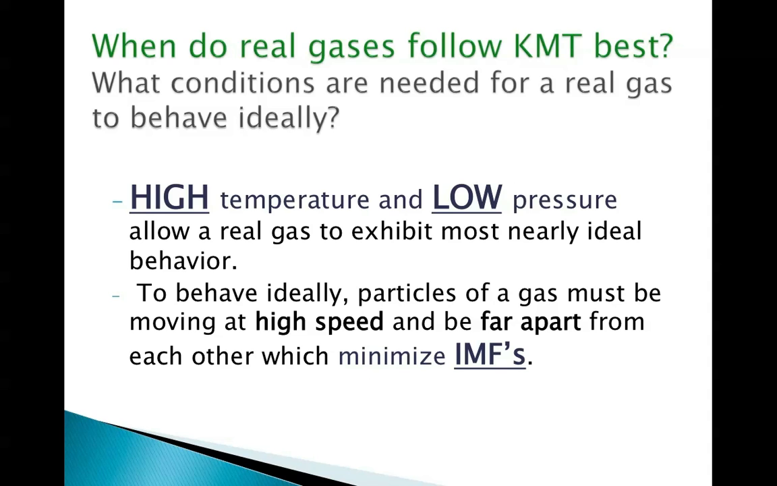And then this is a really important one. What conditions really are needed for a real gas for us to force it to try and be more ideal-like? Well, high temperatures and low pressures allow a real gas to be most like an ideal gas and follow that ideal behavior. To behave ideally, particles of the gas must be moving at a high speed and be far apart. So a high temperature and low pressure, which achieves that, basically minimizes IMFs between them, and thus they'll follow those major assumptions of kinetic molecular theory.